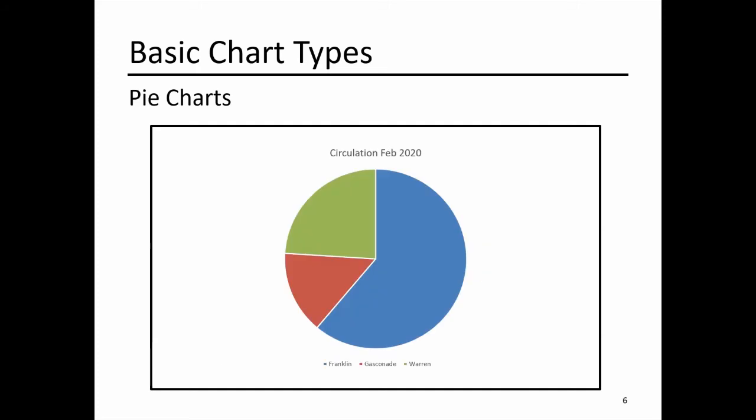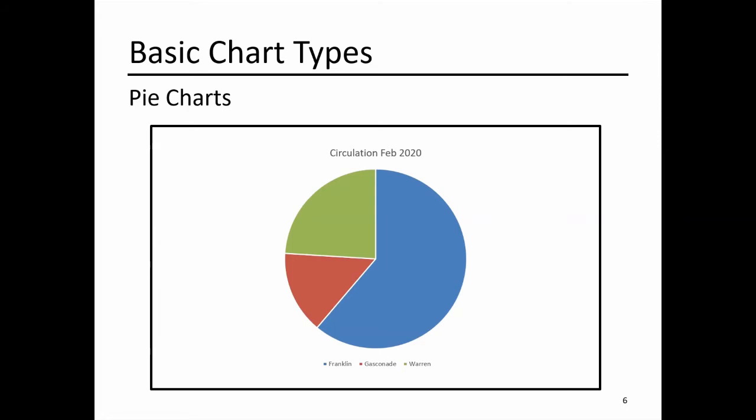The final type are pie charts. With pie charts, data values are shown as slices of the pie. Pie charts are most commonly used to compare portions of a whole. In this example that you see here, this pie chart shows how Scenic Regional Library's circulation was distributed across the 3 counties that we serve.